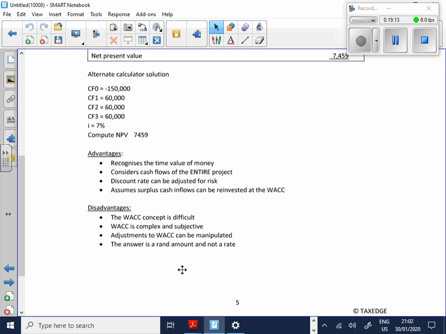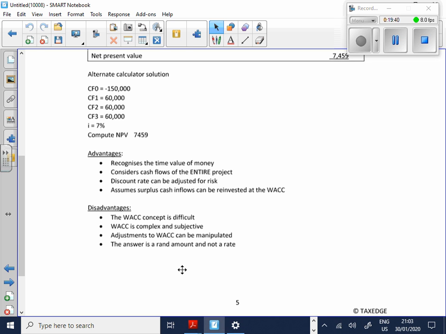Advantages. Now, guys, I very rarely say learn things off by heart, but this is something to learn off by heart. Okay? They so often in tests and exams actually ask you to list advantages and disadvantages. Please, will you learn it? Just in case. So, guys, advantages: 1, recognizes time value of money. That's important. 2, considers cash flows of the entire project.